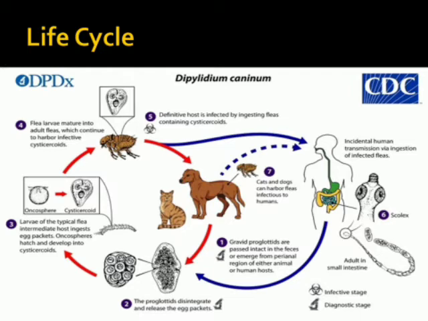And then, the flea larvae mature into adult fleas, which continue to harbor infective cysticercoids. The definitive host is infected by ingesting fleas containing cysticercoids. Cats and dogs can harbor fleas infectious to humans. Incidental human transmission by ingestion of infected fleas affects the small intestine, in which the adult parasite resides.